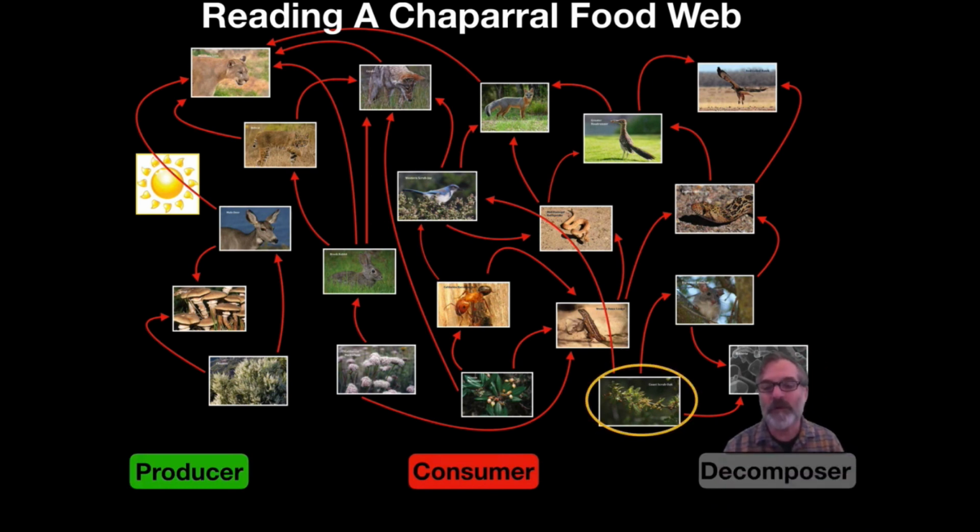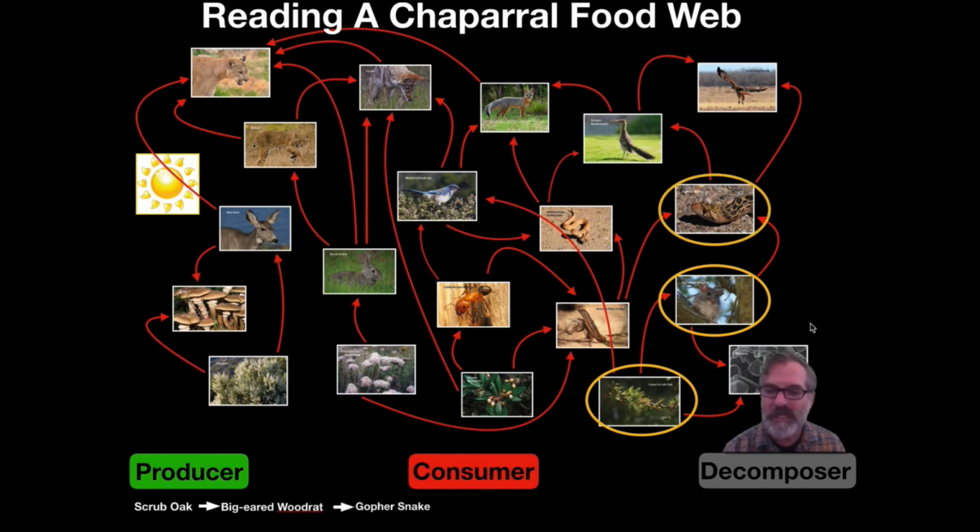So we've got the scrub oak, and then from the scrub oak we've got the big-eared wood rat that eats the scrub oak, and then from there we've got the gopher snake eating the big-eared wood rat, and then we have the roadrunner. And the roadrunner is eating the gopher snake. So let's see. This would be the primary consumer. This gopher snake would be the secondary consumer. The roadrunner would be the tertiary consumer. And then we've got the coyote eating the roadrunner, which would be the quaternary consumer.